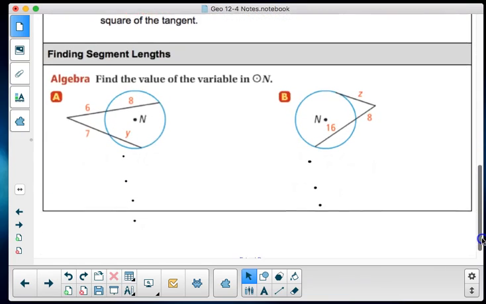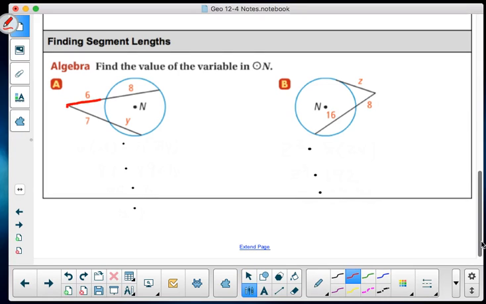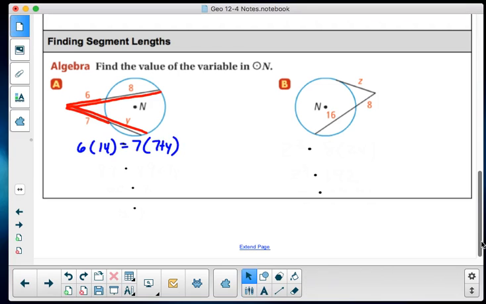So how do we use this when we're looking at this? Now again, I'm not looking for angles. It looks like an angle, but I have segment values. I have this segment value, which is 6, and then I've got the whole length, which is 14. This segment value, which is 7, and then the whole length, which is 7 plus y. So the outside times the entire length. 6 is the outside, the entire length is 14. 7 is the outside, the entire length is 7 plus y.